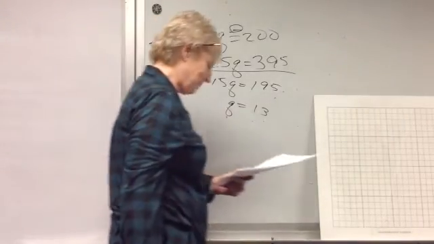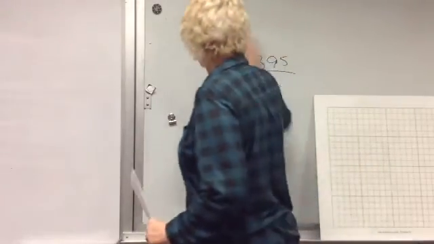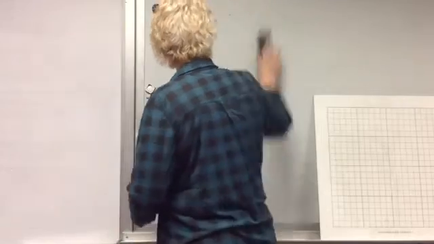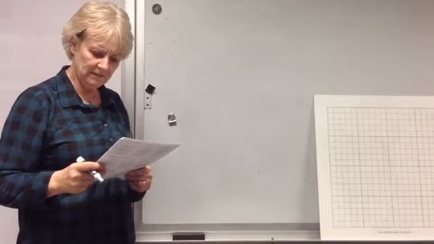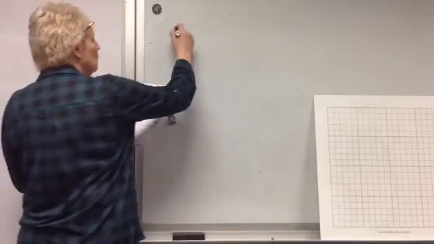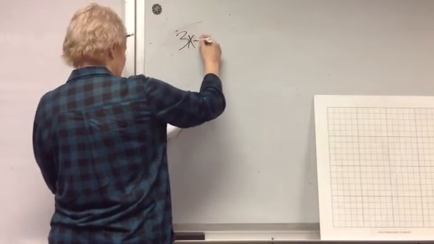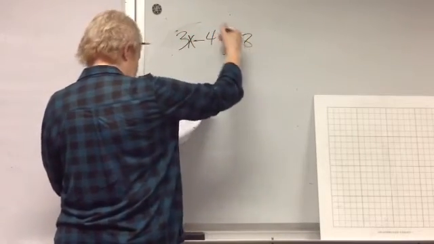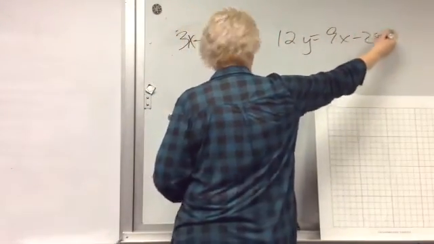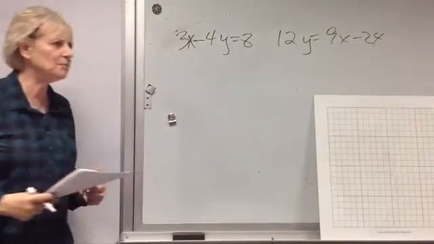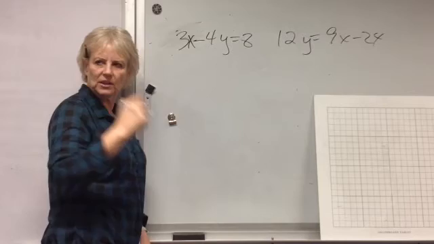All right, how about anything from 9 on? Yeah, 15. 3x minus 4y equals 8. 12y equals 9x minus 24. Before I do number 15, was it infinite, wasn't it? I wanted to ask you a question.